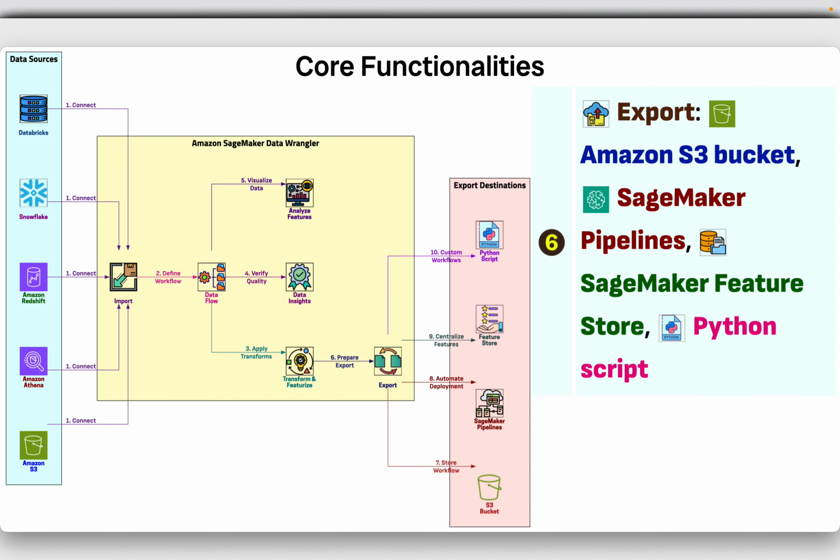Next is the Amazon SageMaker Feature Store. So you can store the features and their data in a centralized store. Or you can have a Python script. So store the data and their transformations in a Python script for your custom workflows.